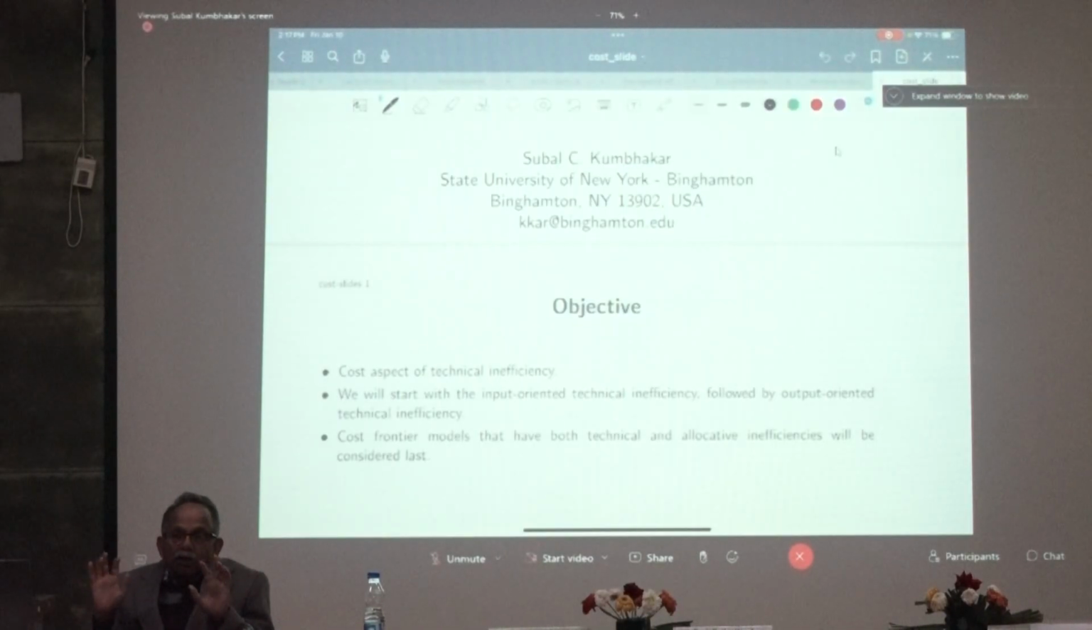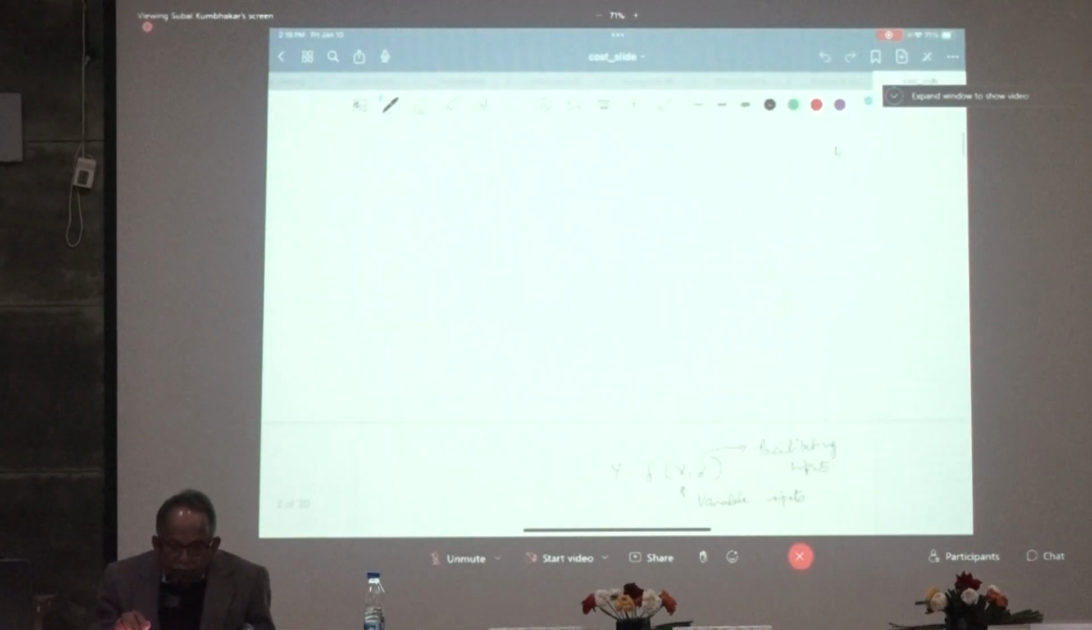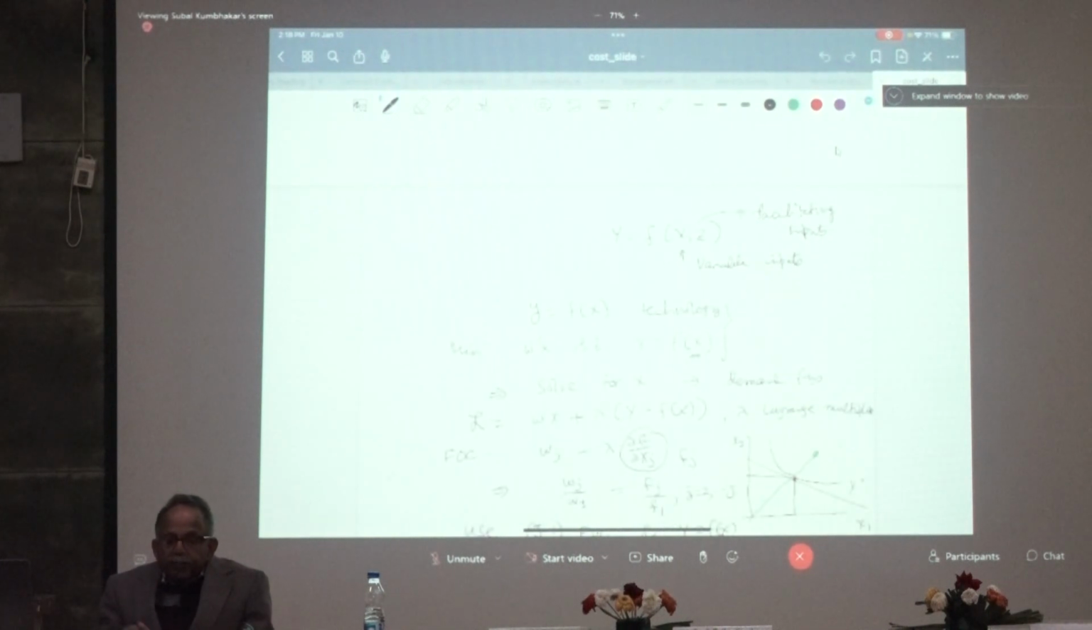One where we are talking about service type industries, where outputs are exogenously determined, and then the other one is the regular case where output is going to be determined by the firm, again by maximizing profit or that type of thing. Right? So here again, I'm going to be talking about cost minimization. That means output is going to be exogenously given.